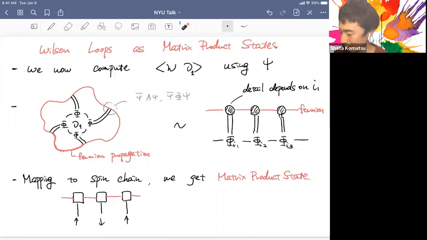So you have phi 1, phi 2, phi 3, which is basically this part, the operator O1. And then there is some fermion Hilbert space going in the horizontal direction. And then there is some interaction, and the details of the interaction depend on this index I for the scalar. So if you're familiar with matrix product states, then you will immediately notice that this is very similar to the matrix product state used in the condensed matter literature, once you map this to an up-down spin chain, like I did before for the computation of the two-point function.